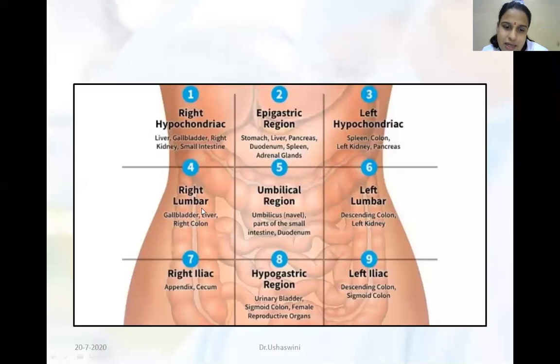Right lumbar region again has part of the gallbladder, liver, right or ascending colon, and right kidney. Left lumbar region, descending colon, left kidney. Right iliac region, appendix and cecum. Hypogastric region, the urinary bladder, sigmoid colon, and the female reproductive organs in females. Left iliac region, descending colon and the sigmoid colon. Rectum and anal canal lie in the pelvis.